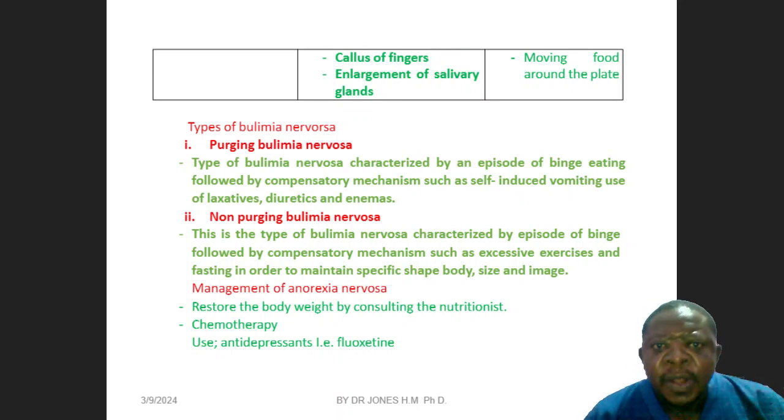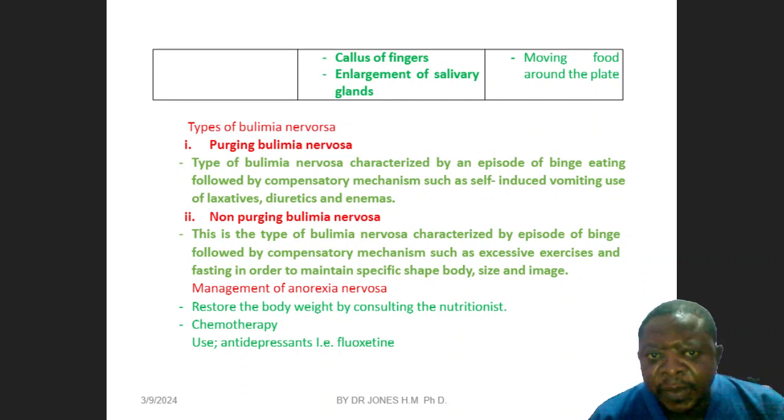Now with the clinical features explained, let us look at the types of bulimia nervosa. There are two: purging bulimia nervosa and non-purging bulimia nervosa. Purging bulimia nervosa is characterized by an episode of binge eating followed by compensatory mechanisms such as self-induced vomiting, use of laxatives, diuretics, or enemas. That is purging. You induce vomiting, or take laxatives, diuretics, or enemas.